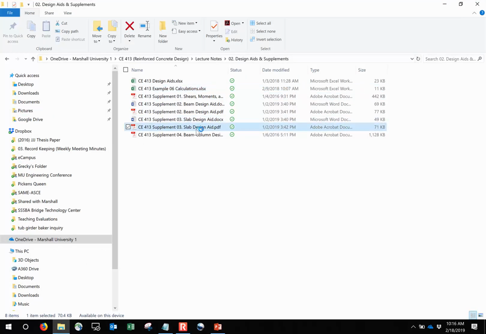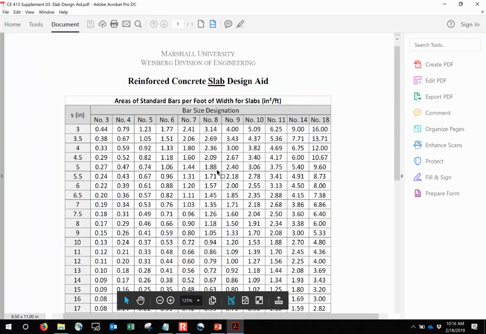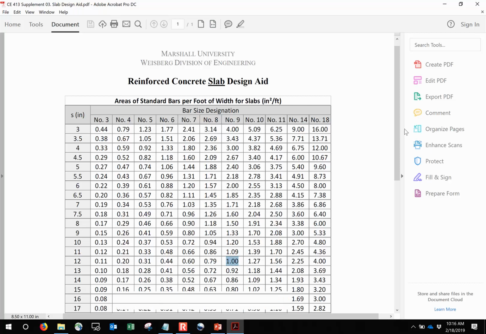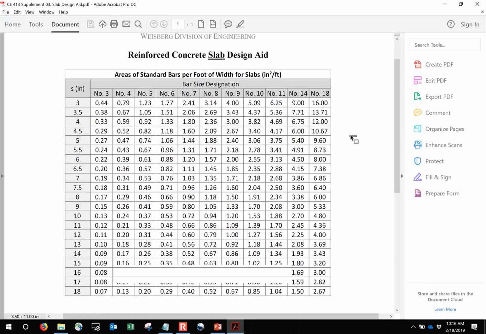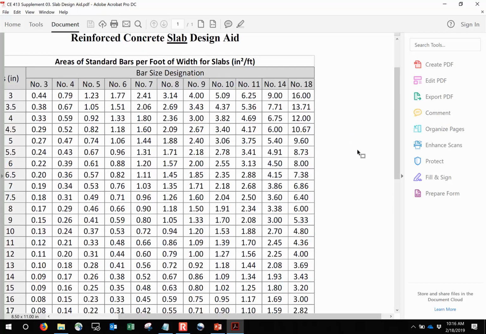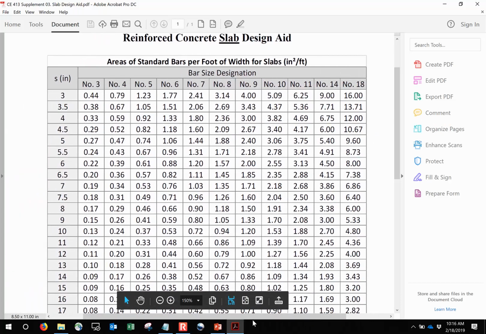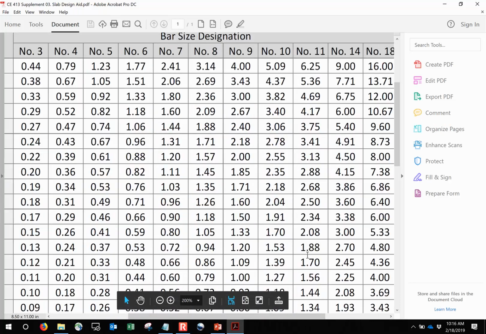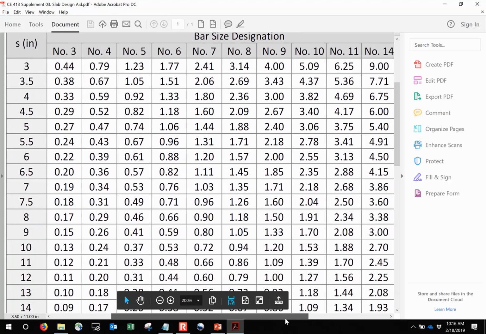So the easiest way I'm going to show you is to look at number 9s. Okay? So what is the area of a number 9 bar? 1 square inch, right? Okay, so let me zoom in a little bit so we can see what we're looking at.